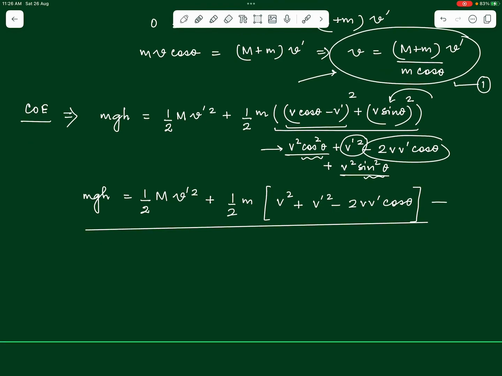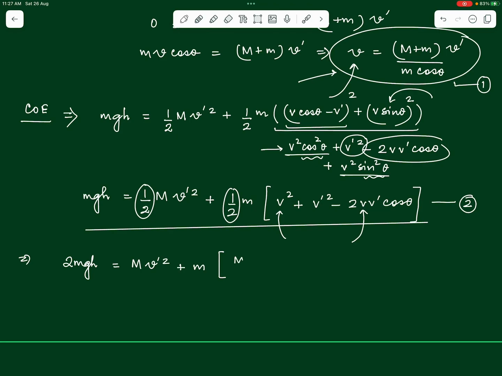Okay. So, what we are going to do is, considering this as the equation number 2, we will substitute the value of v from equation number 1 everywhere in equation number 2, over here as well as over here, so that we get the whole equation in only one variable v dash, and then we will get the value of that. Okay. So, let us do it slowly and steadily. See that the first thing that we can do is this factor of half on the right hand side in both the terms, we can take it on to the other side, so that we get 2 mgh is equal to capital M v dash squared plus small m into, now inside the bracket wherever we have a v, let us substitute the value of v in terms of v dash there.